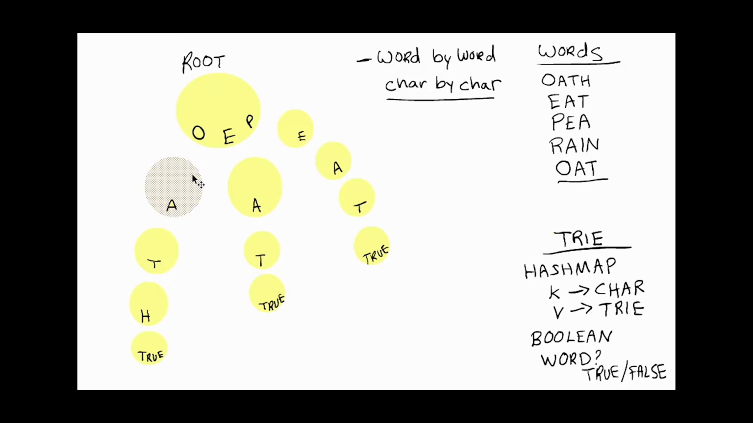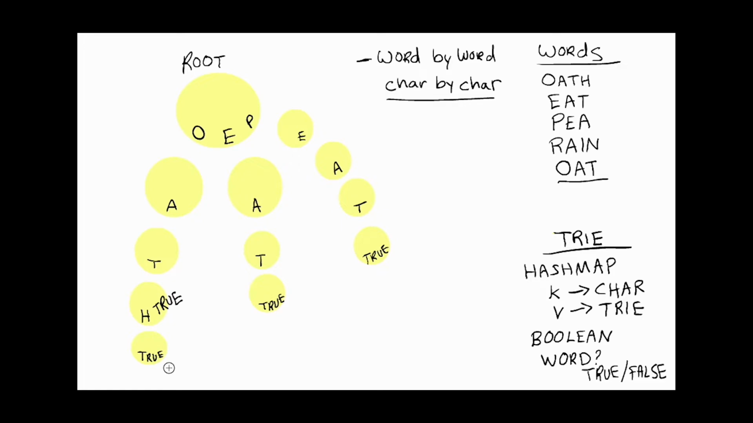Then I'm at A. Does A exist as a key in here? Yes, it does. So then I'm going to get the trie that it's pointing to. Does T exist here? Yes, it does. So I'm going to get the trie that it is pointing to. And now I am at the end. I have no more characters. So in this node, I am going to change the Boolean value to true here.